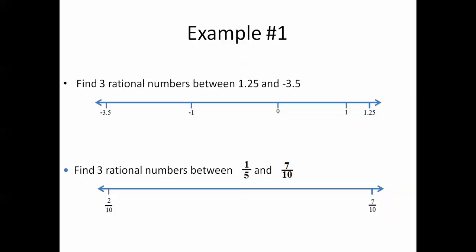Now, because we have the same denominators, we can just look at the top values and find three numbers between 2 and 7. So let's use 3, 5, and 6. So, three rational numbers between 1 over 5 and 7 over 10 are 3 over 10, 5 over 10, and 6 over 10.